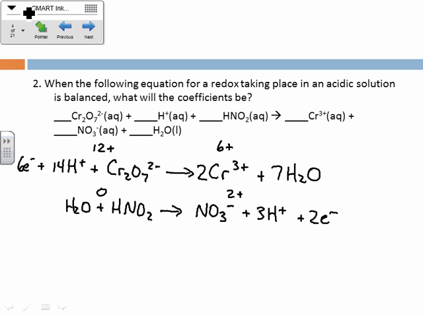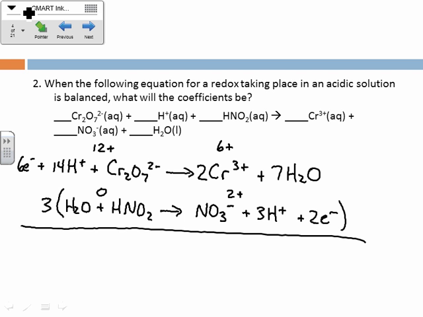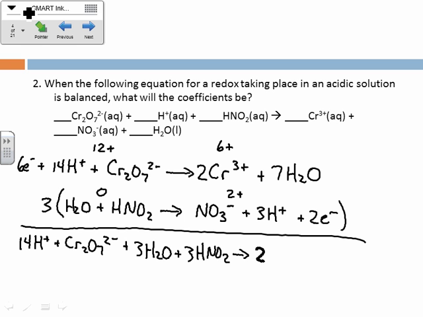Then, before we add these together, we need to make sure that the two equations are balanced in terms of the number of electrons. So we need to multiply the bottom one by 3. Okay, so when we write all this out, we got 14H plus Cr2O7 2 minus plus 3H2O plus 3HNO2 yields 2Cr3 plus 7H2O. I'm going to run out of room. Plus 3NO3 minus plus 9H plus.